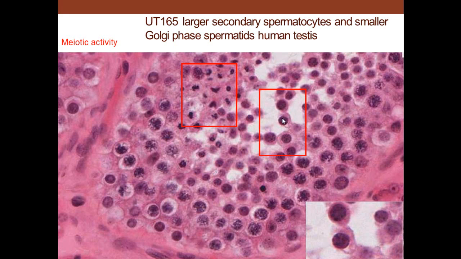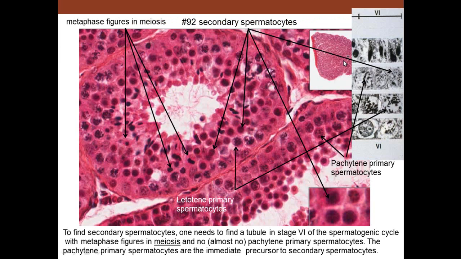So these guys here are bigger than the spermatids that are produced. It's a precursor to the spermatid. Secondary spermatocyte gives rise to the spermatids. On slide 92, we can see some secondary spermatocytes, and the way you would do that is look for metaphase figures in meiosis. Not mitosis now, but in meiosis. If you find those, you can likely find some secondary spermatocytes in through there.